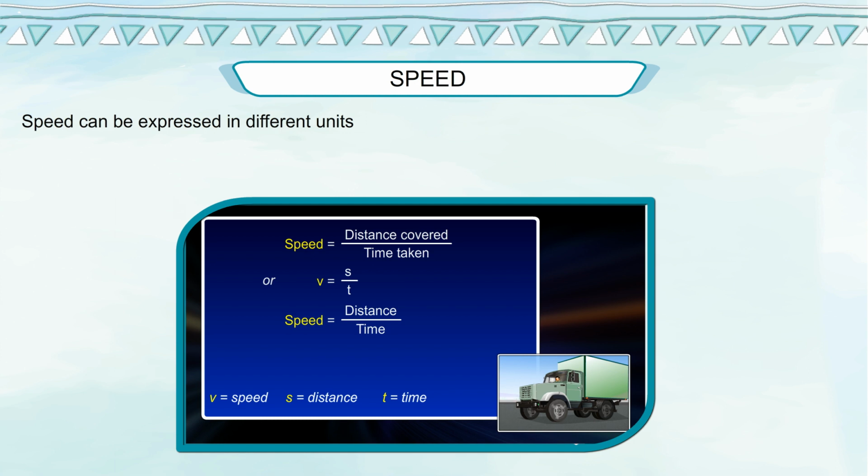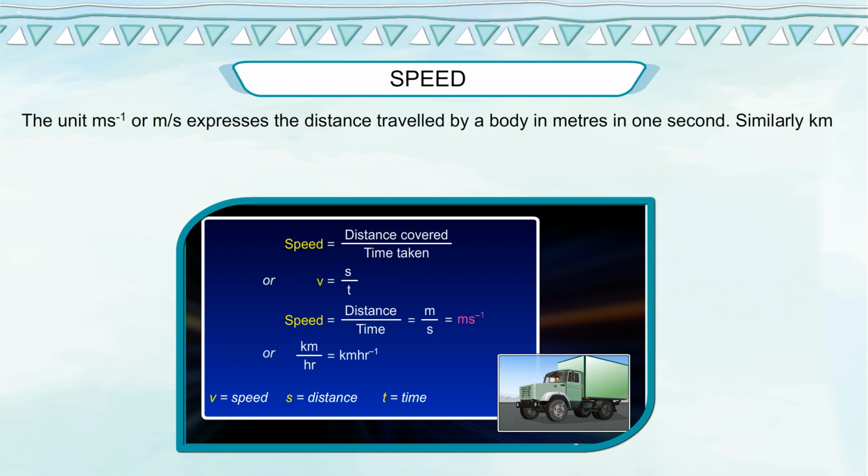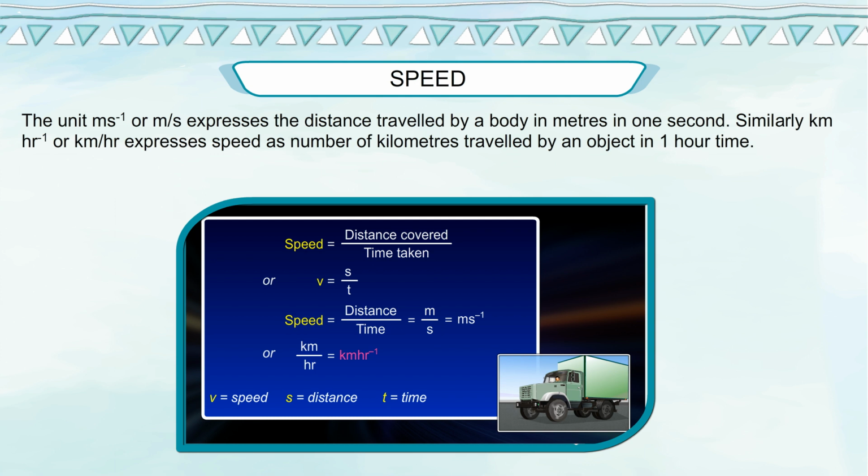Speed can be expressed in different units. Speed is equal to distance upon time, which is m/s, that is m s^-1, or km/h, that is km h^-1. The unit m s^-1 or meter per second expresses the distance traveled by a body in meters in 1 second. Similarly, km h^-1 or kilometer per hour expresses speed as number of kilometers traveled by an object in 1 hour time.